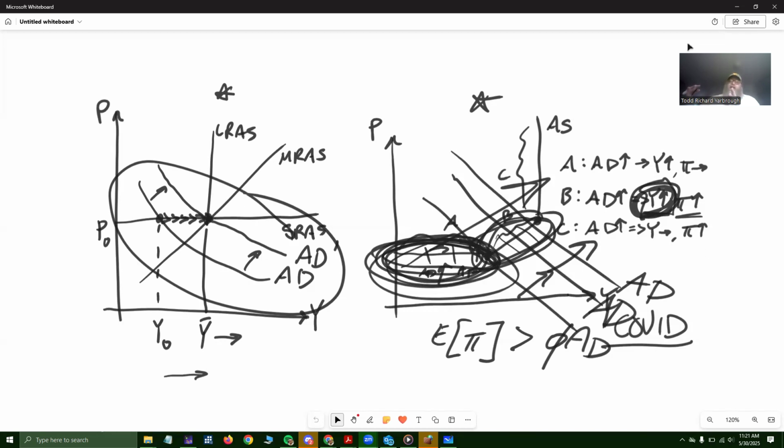It reduces inflationary pressure because of the reduction in aggregate demand. But simultaneously, there was an increase in inflationary pressure caused by the supply side shock, right? Supply side shock. So supply shifts back to the left and aggregate demand shifts back to the left. The net result is prices are about the same, but at a much lower level of output.